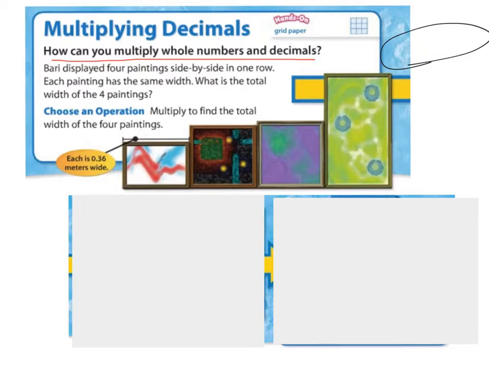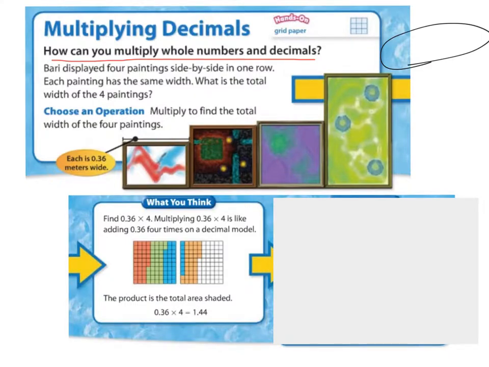Alright, well, I want to know what one of them is. It told me here each is 0.36 meters wide. Well, they're all the same. They're all this wide. I know the heights are different, but they want to know what's the total width. So I'm going to take 0.36, and there's 4 of them, so I'm wondering what operation I'm doing. I see here that I'm going to multiply, because there's 4 of them, times 4.